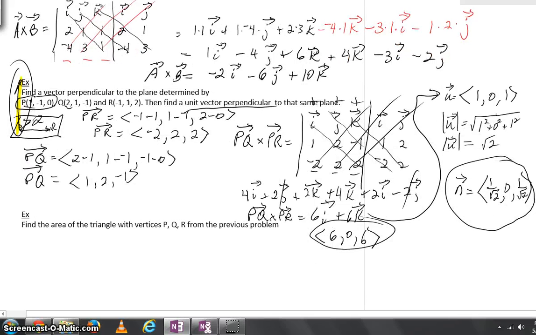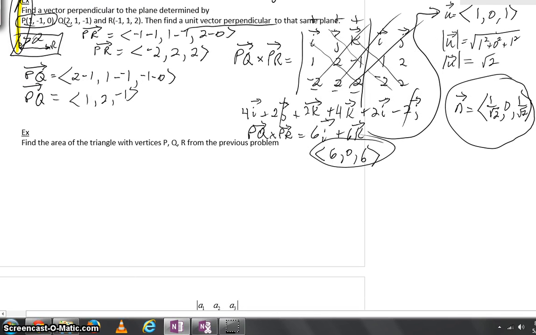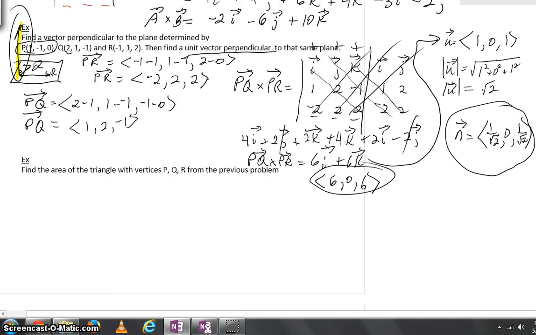Let's just wrap up with this very last example here. It says, with the same problem, find the area of the triangle with the vertices of P, Q, and R from the previous problem. Well, we know that the area of a parallelogram is the magnitude of PQ cross PR. And that would be the magnitude of 6, 0, 6.